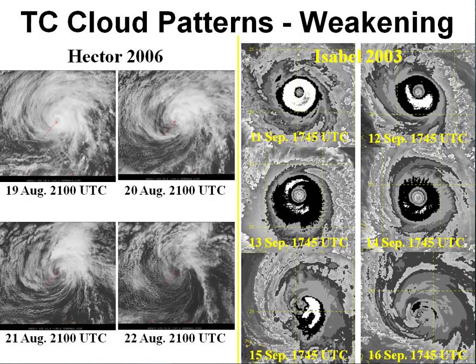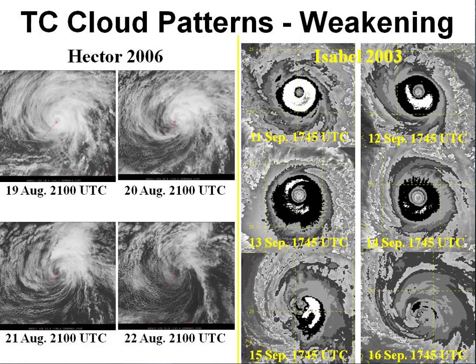Here we see typical changes during weakening stages. Note the appearance of the images on the right. These are enhanced infrared images. While all the previous images we've looked at are visible images, infrared images, often referred to as IR images, are used to view clouds at night since it's too dark for visible viewing.